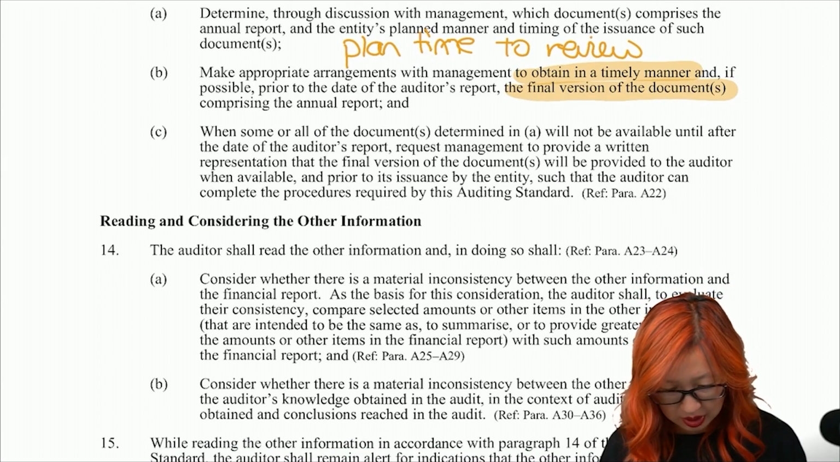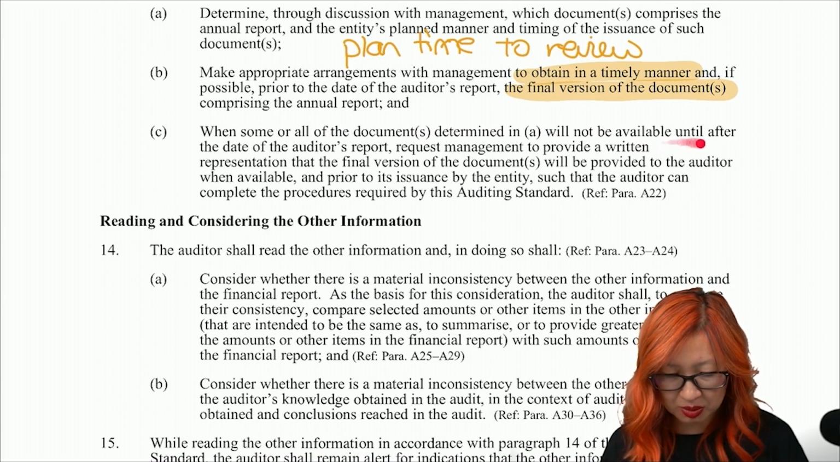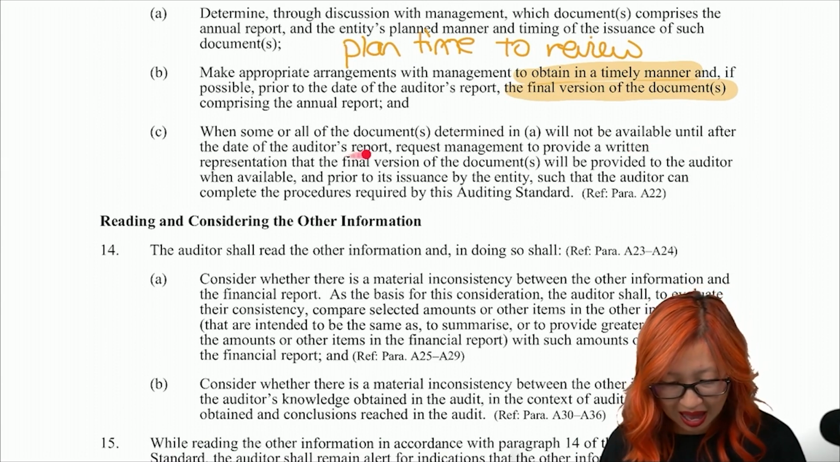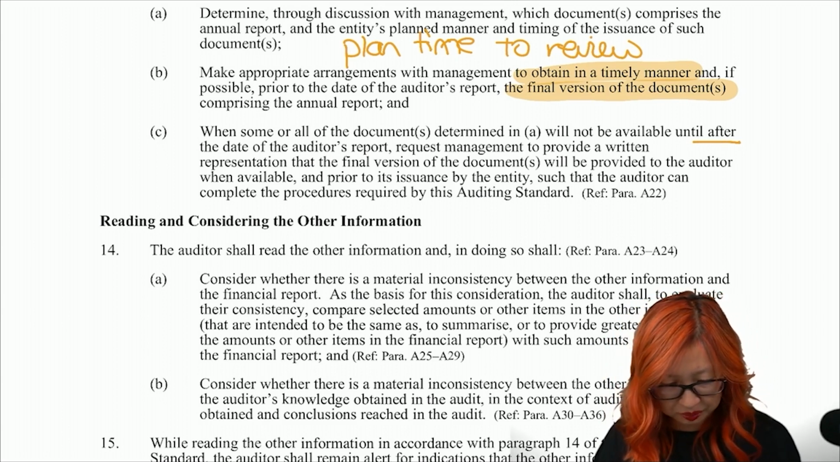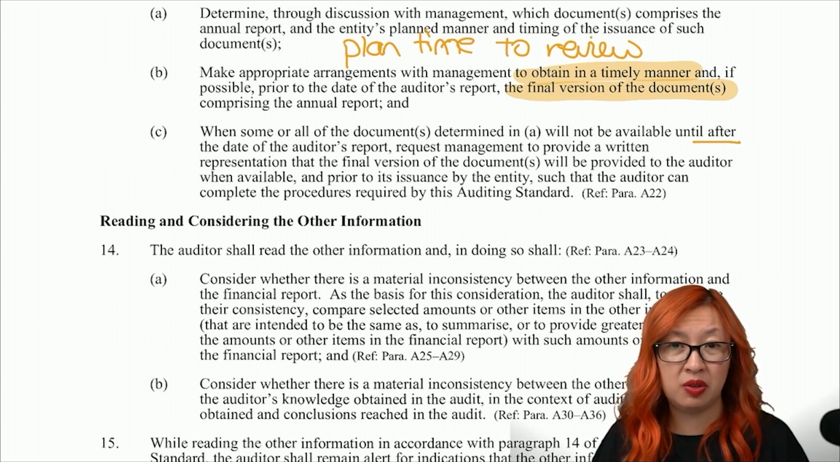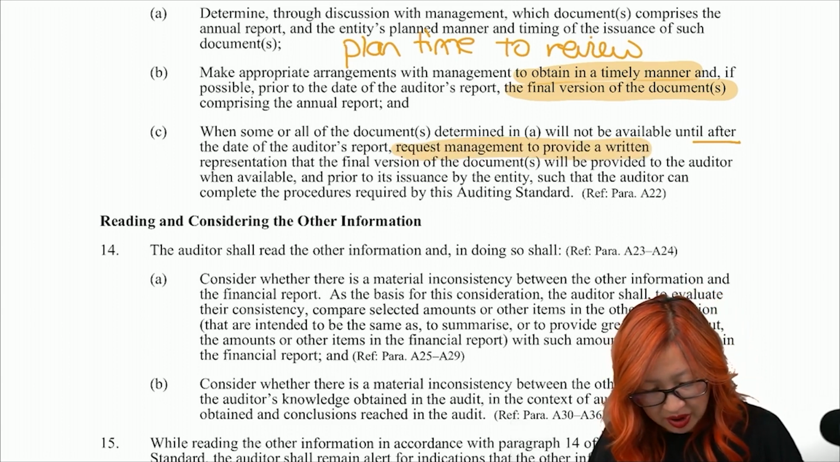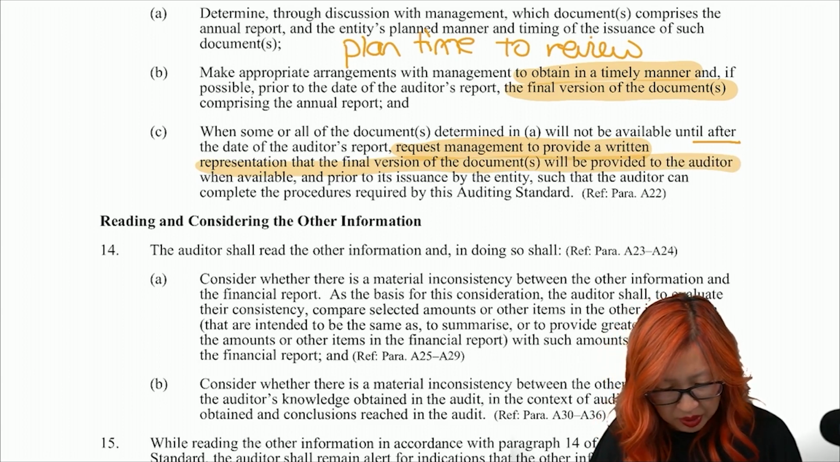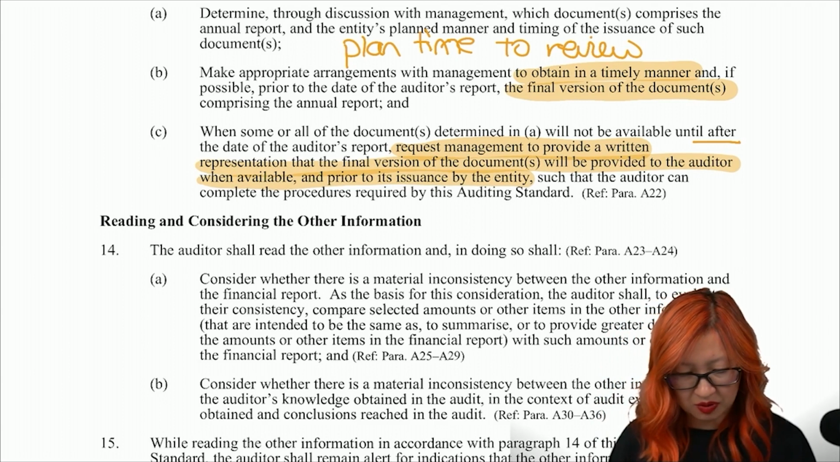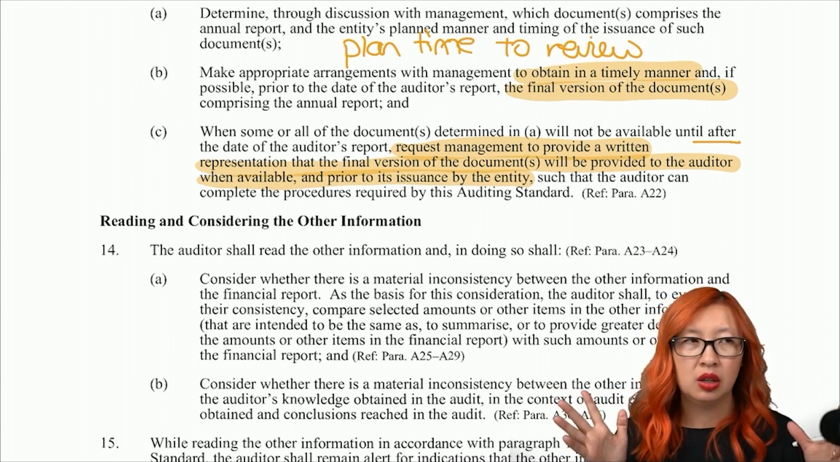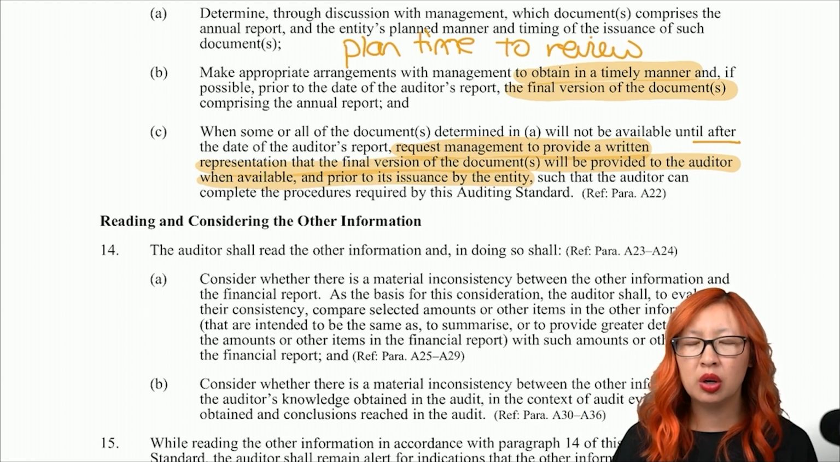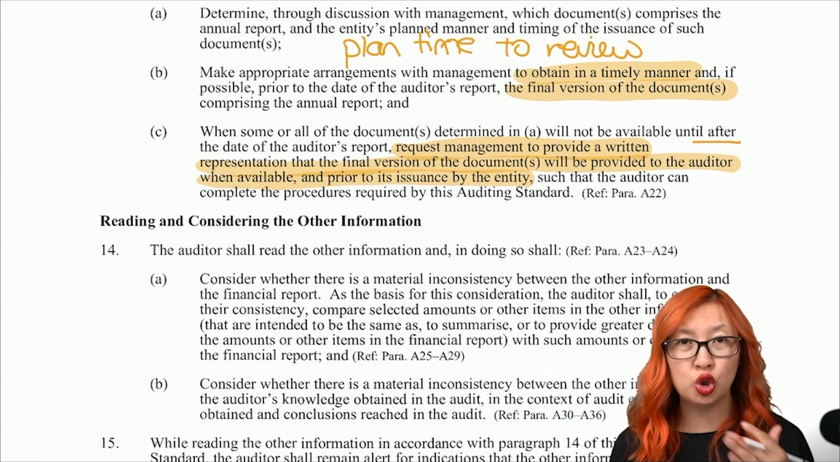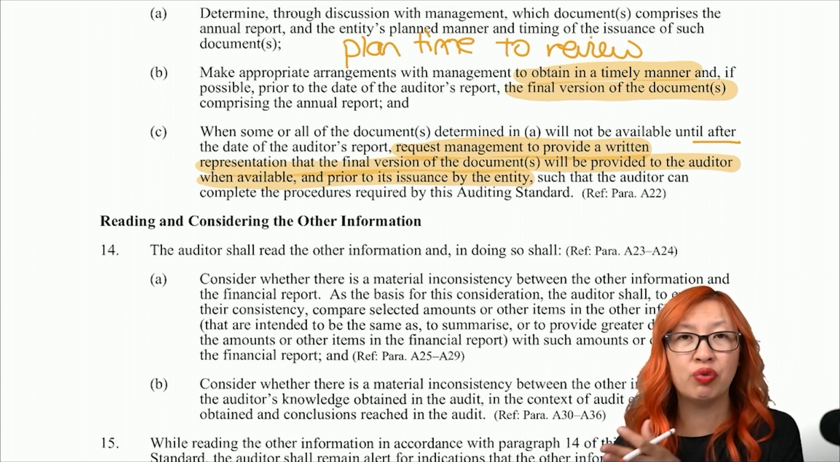And here's one, really important. What happens if some of the documents are not available until after the date of the auditor's report? Then I have a very specific instruction. Request management to provide a written representation that the final documents will be provided to the auditor when available and prior to issuance of the entity. So that means really it's Monday, we're signing our audit report, the financial report, and the annual report is going out on Friday. We are saying to management, you are going to give us the final copy before Friday.